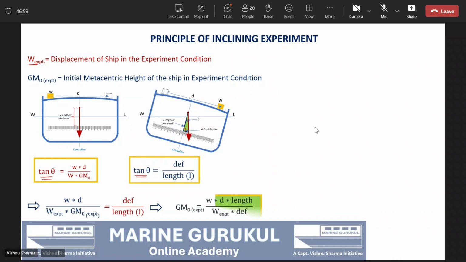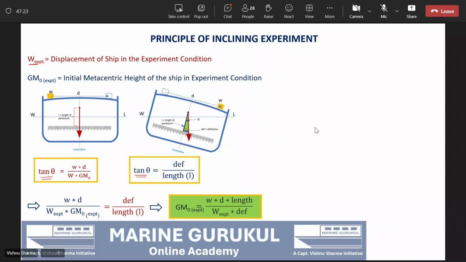This is the formula for the inclining experiment. This will give you GM of the vessel in the experiment condition, the initial metacentric height. Guys, this you might have to do in the exams also. I hope now, the way it has been explained, you'll be able to do it without much effort. Yes or no? Yes, sir, correct.